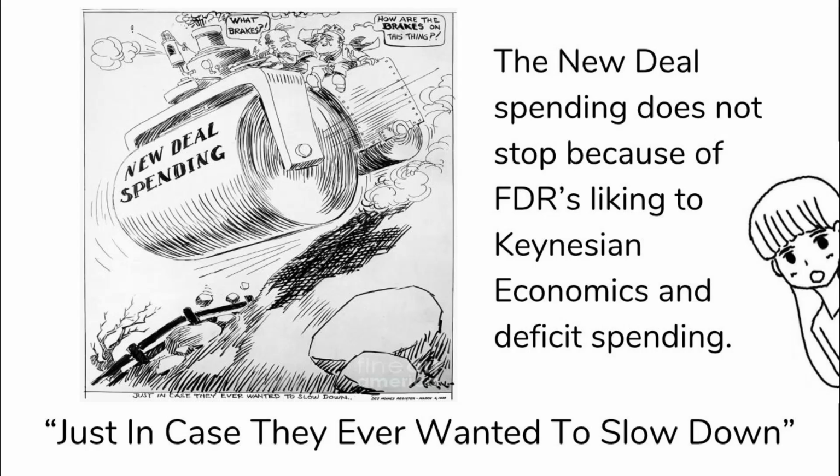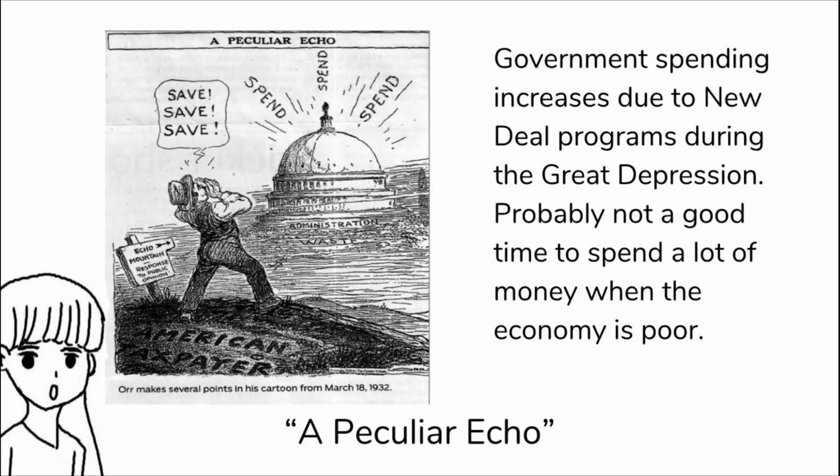And then in this political cartoon titled Just in Case They Ever Want to Slow Down, these two men are riding a steamroller titled New Deal Spending going down a cliff, when the guy on the right is yelling, "How are the brakes on this thing?" And the other guy's like, "What brakes?" So it really emphasizes that the New Deal spending does not stop because of FDR's liking for Keynesian economics and deficit spending.